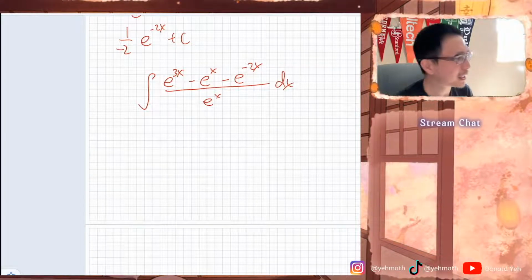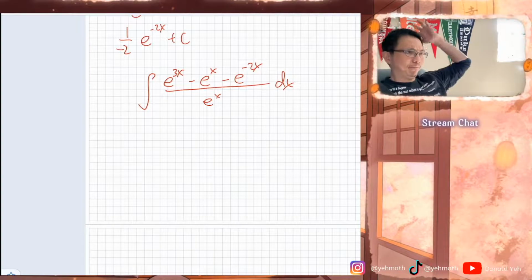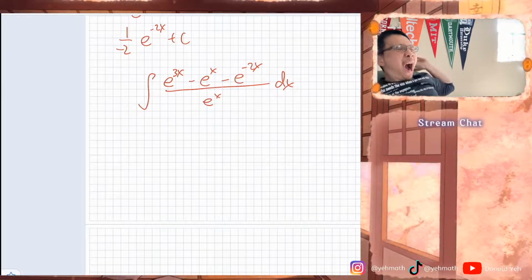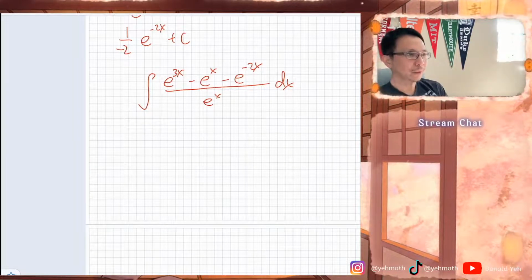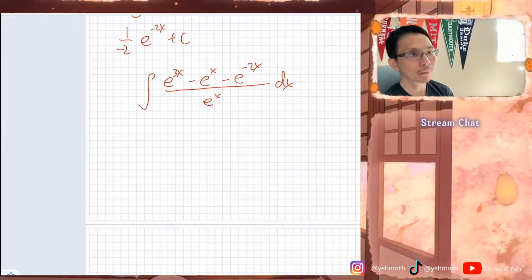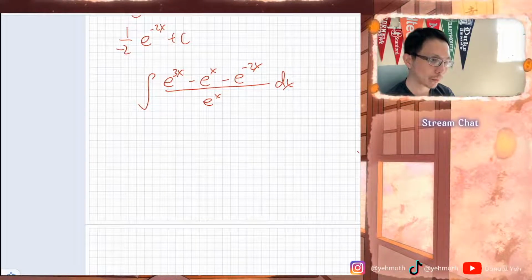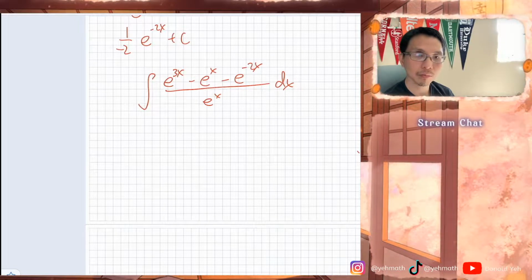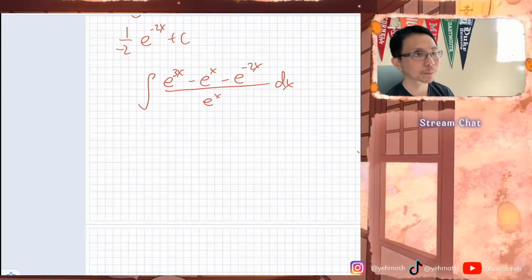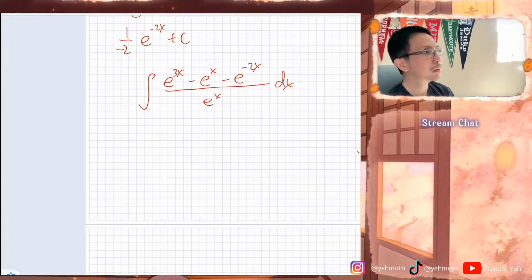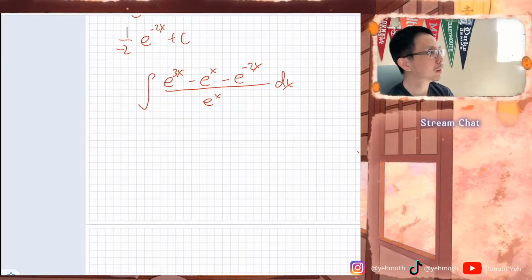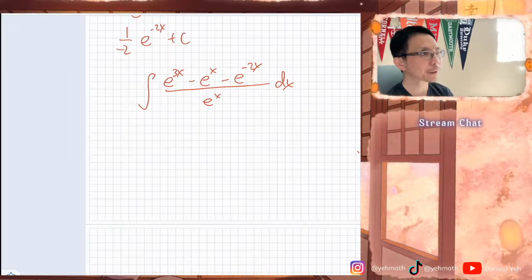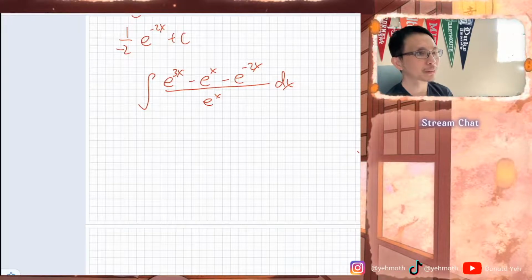Okay, so how do I take an integral of this? Would you use long division? What? Would you use long division? No. It can be done, but no. What's the best way to do this? Think algebra. How would I do algebra here?